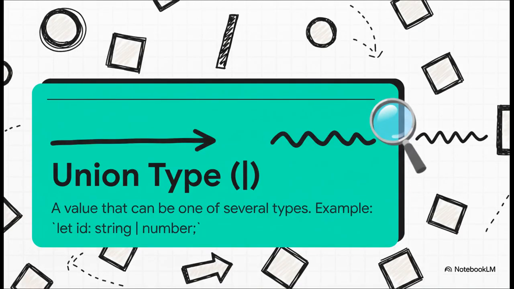Okay, this next one is one of TypeScript's absolute superpowers, the union type. By using this pipe symbol, that vertical line, you can say that a variable can be one of a few different types.